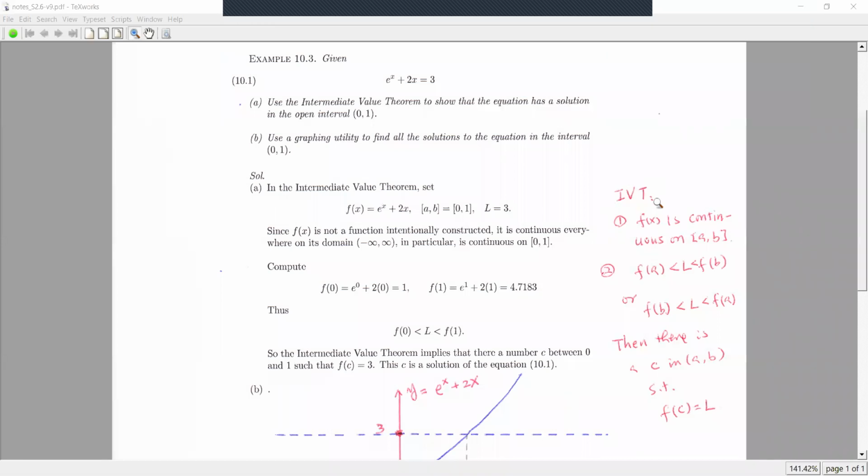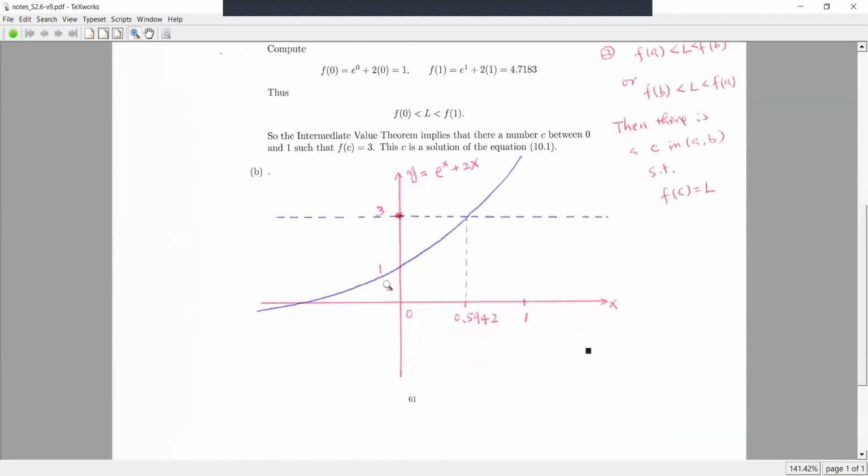IVT only says that between A and B, there is a point C where the function value is equal to L. This theorem doesn't tell us the exact value of the point C. To find the exact value of the point C, we need to plot the graph of this function and also plot the horizontal line.